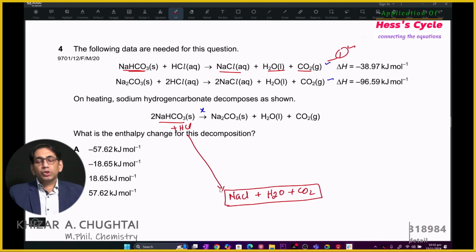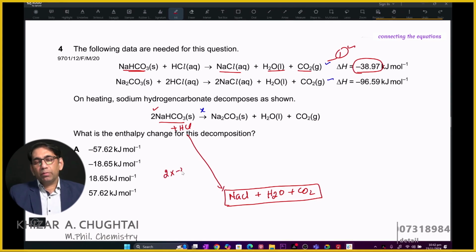So in this case, basically we are using 2 mole of sodium bicarbonate. So the answer should be multiplied by 2. 2 into minus 38.97. Come toward the next equation.